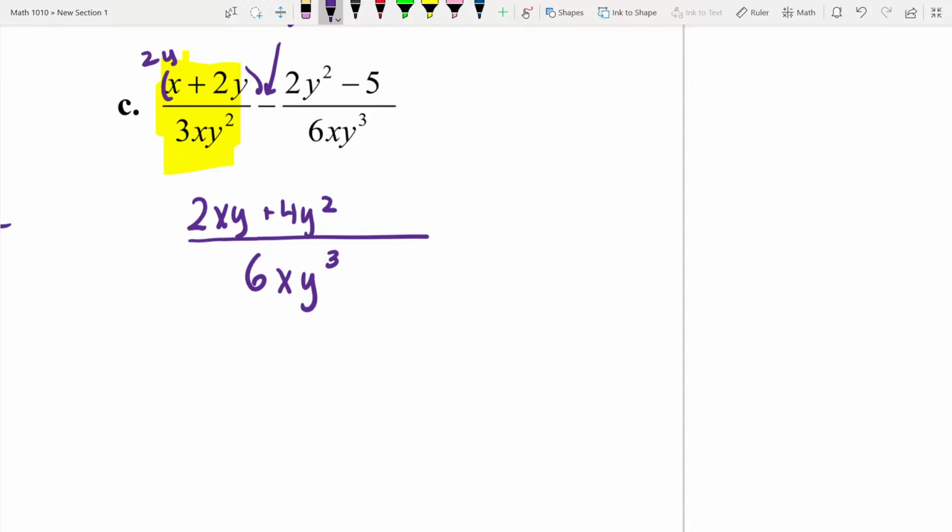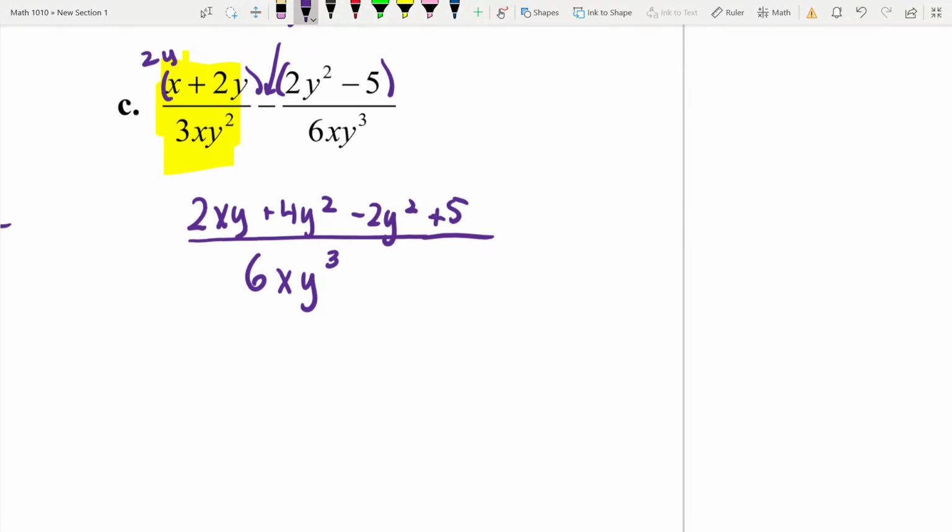This is wrong. Look, see the negative? Negative 2y to the second minus 5. That's wrong. What's wrong with it? You've got to distribute the negative. It changes both of the signs, so this negative 5 is really a plus 5.